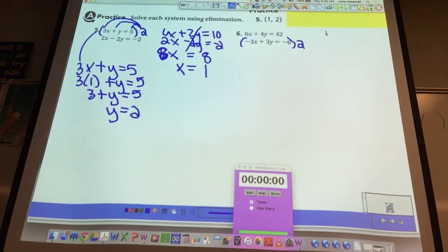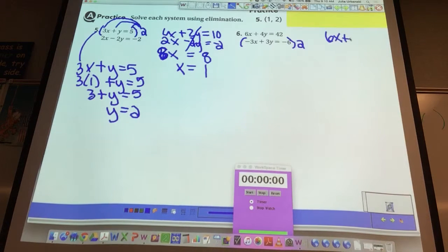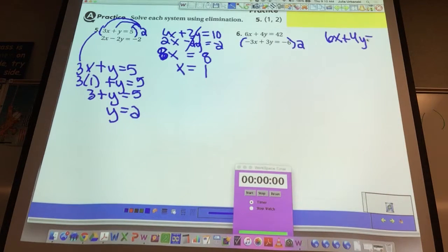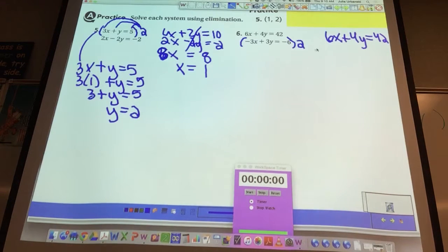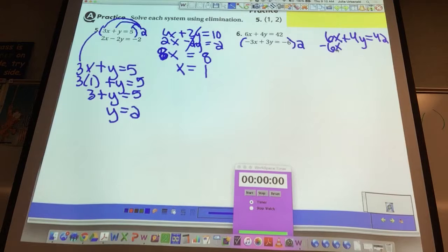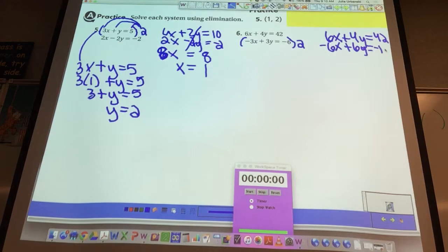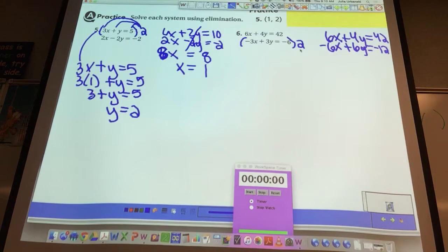So you get 6x plus 4y equals 42, and what do you get for the bottom? Negative 6x, good. Plus 6y equals negative 36. Negative 12. That's not squared, it's times 2. Oh, negative 6 times 2. All right, solve that one.